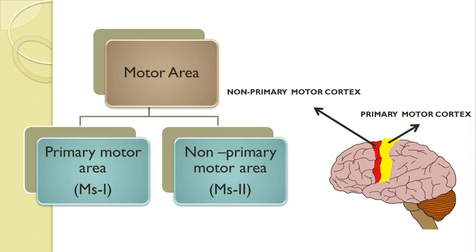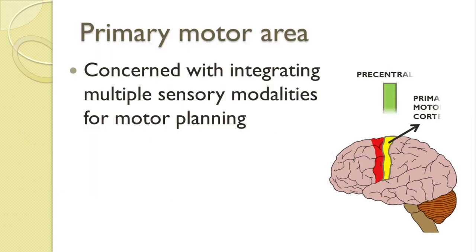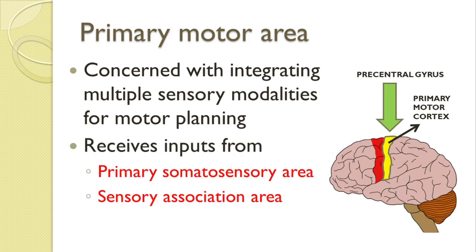Here, M in uppercase indicates that they are primarily motor in function, and s in lowercase indicates that they have some sensory function also. The primary motor cortex is present in the precentral gyrus, that is located just anterior to the central sulcus. The primary function of primary motor area is motor planning in association with multiple sensory modalities. And for that, primary motor cortex is receiving inputs directly from primary somatosensory area and sensory association area.